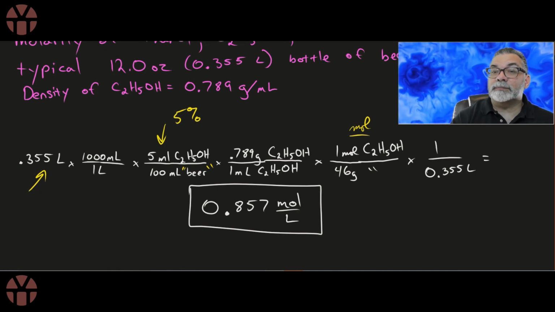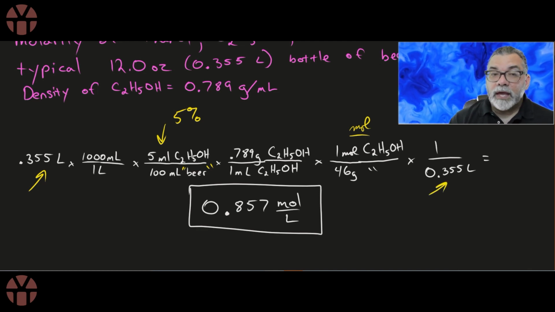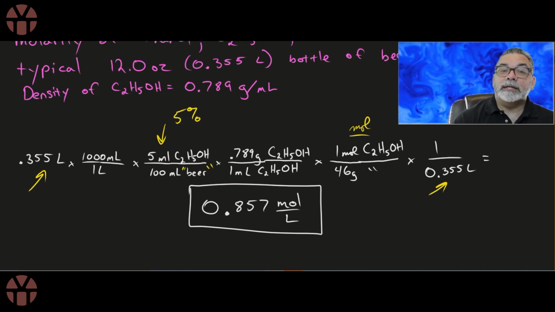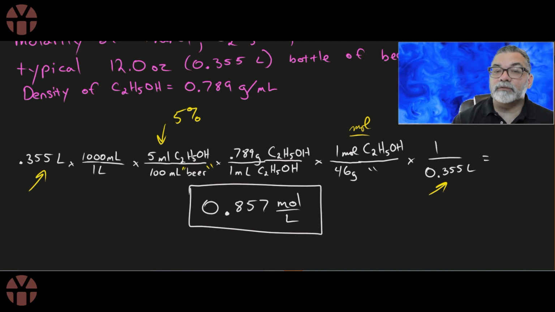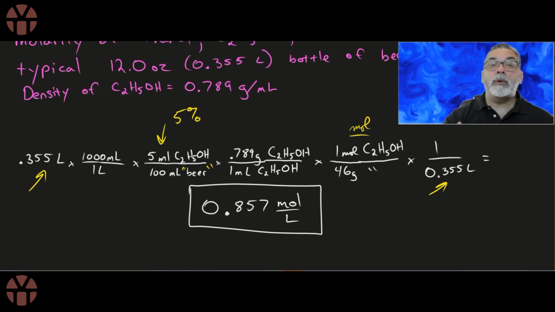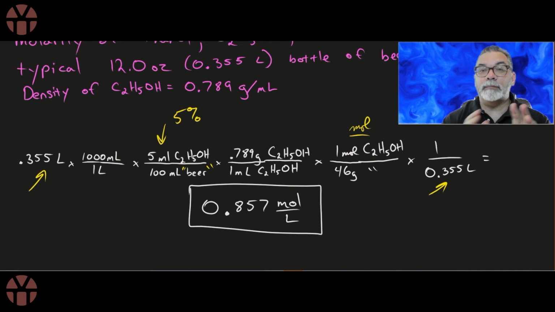So the last step is I'm going to take my moles and divide it by the original volume of the solution. And the original solution had a total volume of 0.355 liters. So when I do all of that, I'm going to get a concentration of 0.857 molar, or 0.857 moles per liter. And again, this is a good example of how you should be able to move from one form of concentration measurement into another form and not be terrified. It's really not that scary.